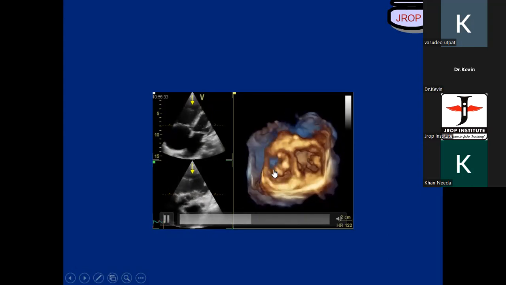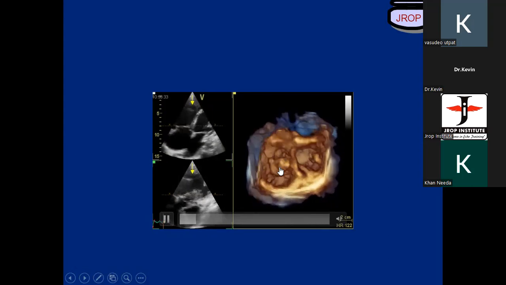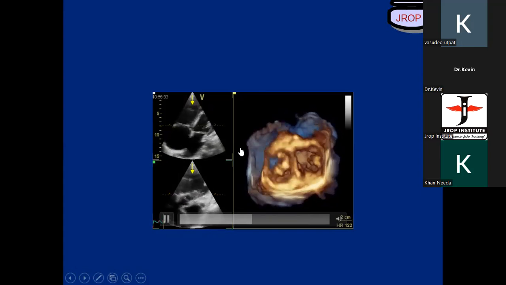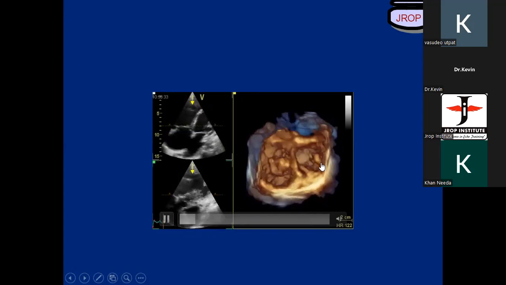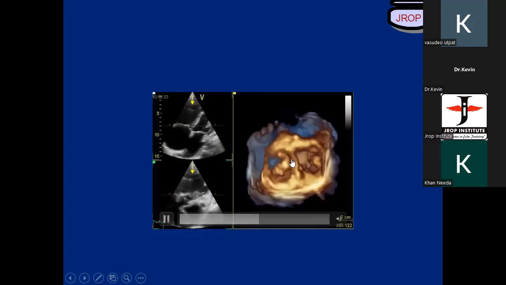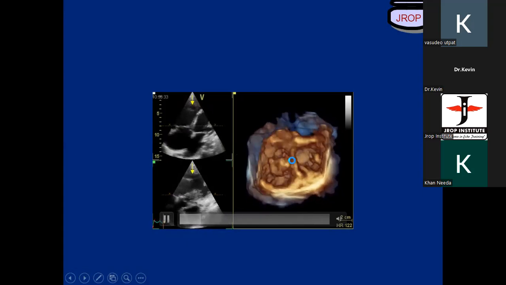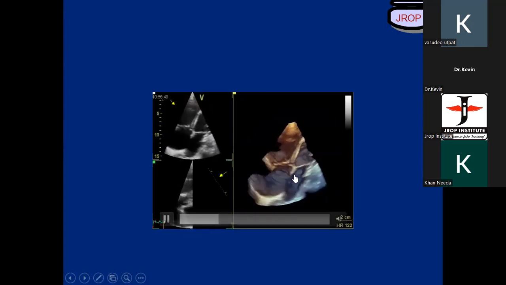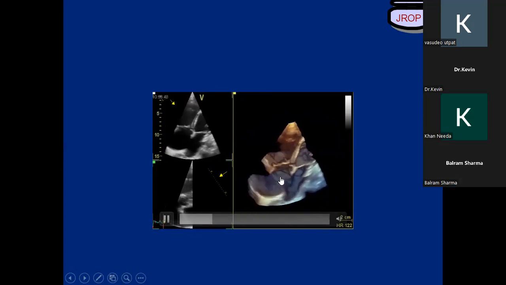So here you look carefully. This is the tricuspid valve. This is the mitral valve, just a small mitral valve. And we see a hole over here. And when you turn around this hole, this is what the hole looks like. This is just a bird's eye view of a hole.